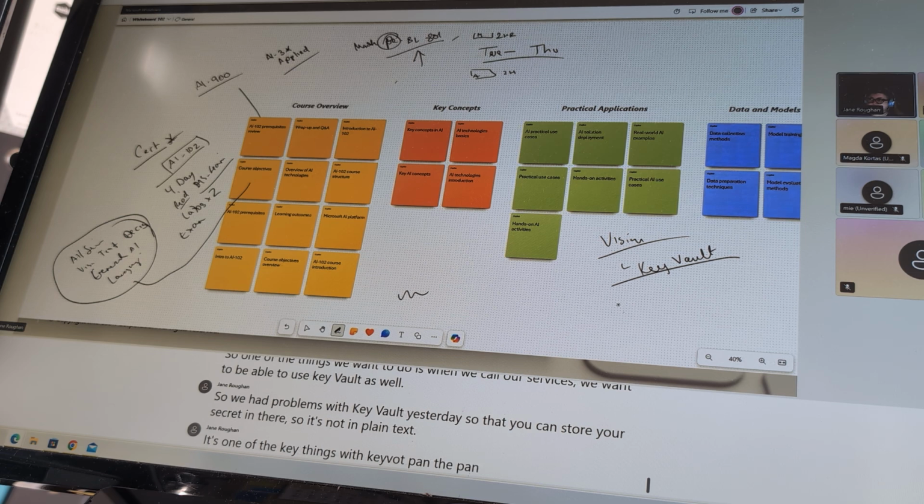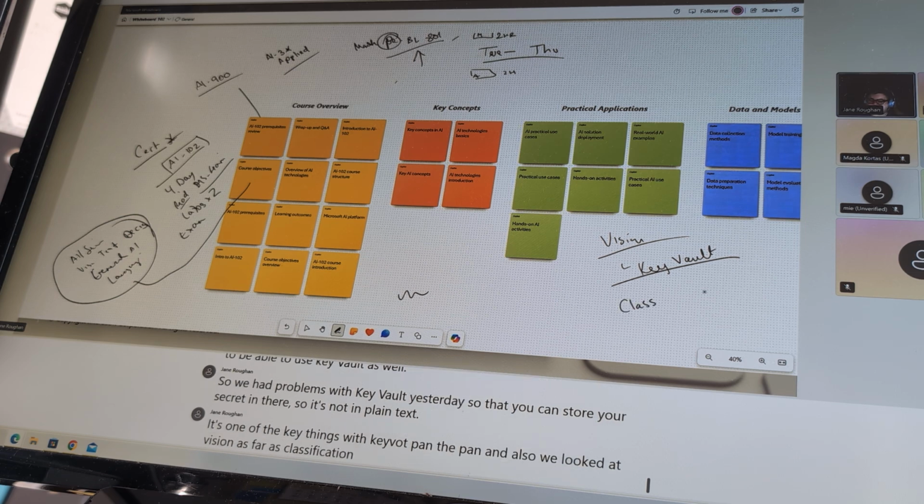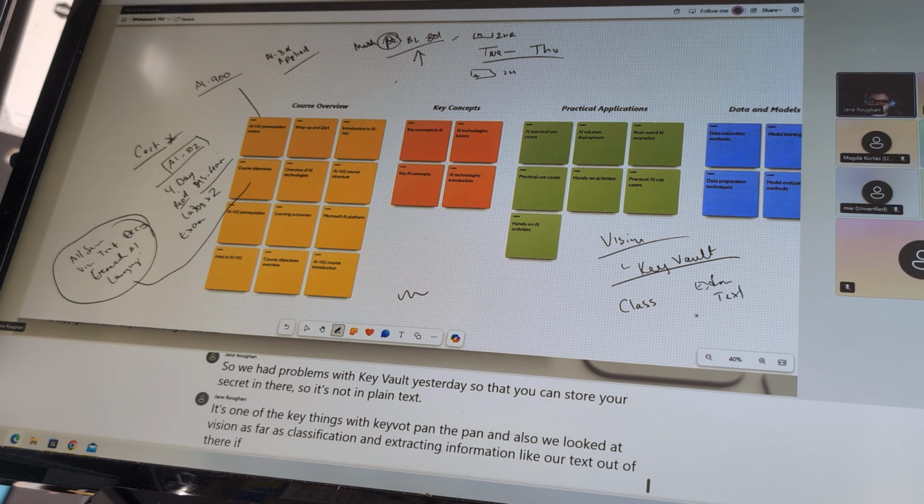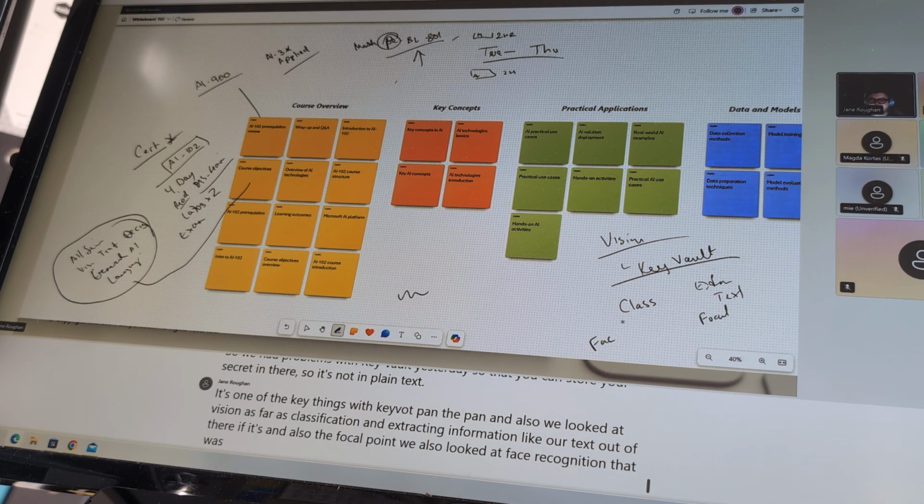And also we looked at vision as far as classification and extracting information, like our text out of there, and also the focal point. We also looked at face recognition. That was part of what we did in the afternoon.